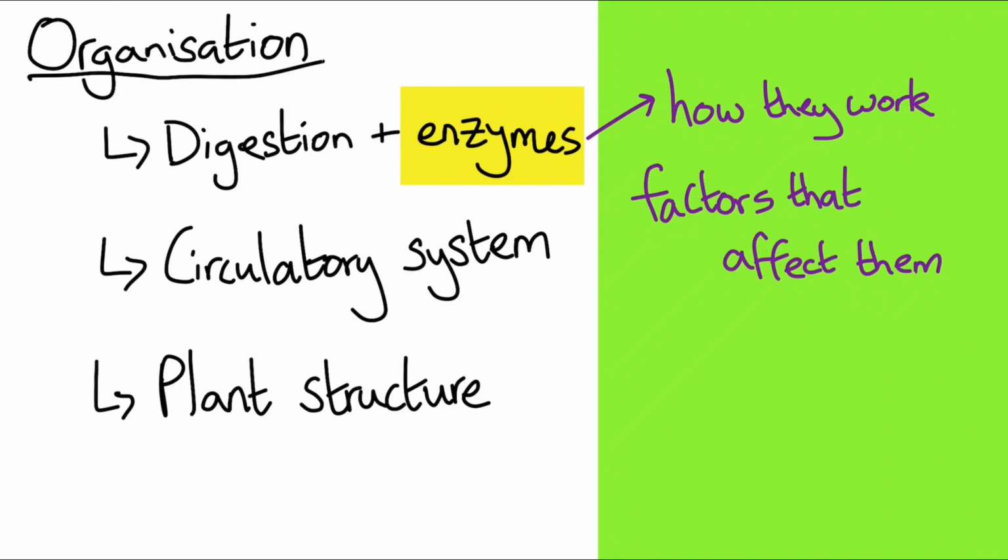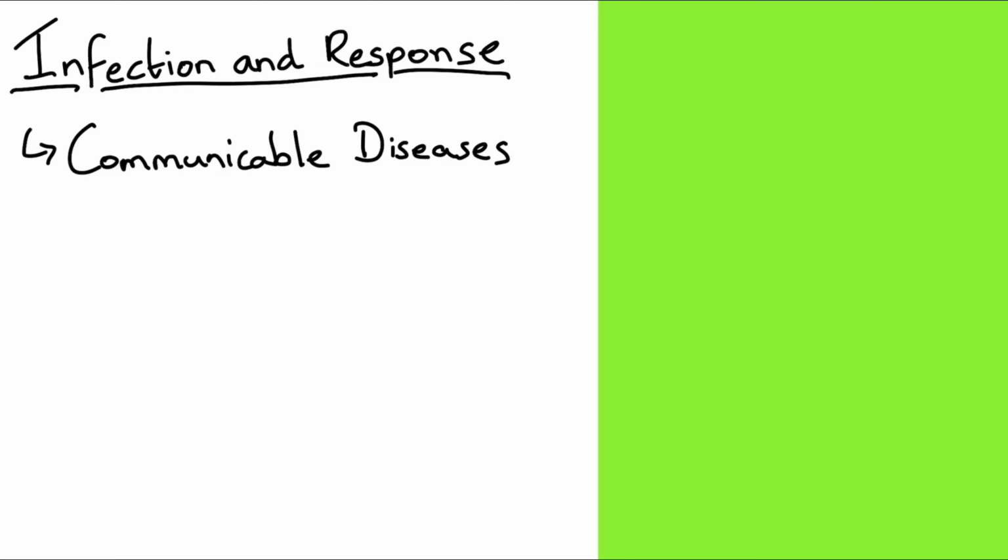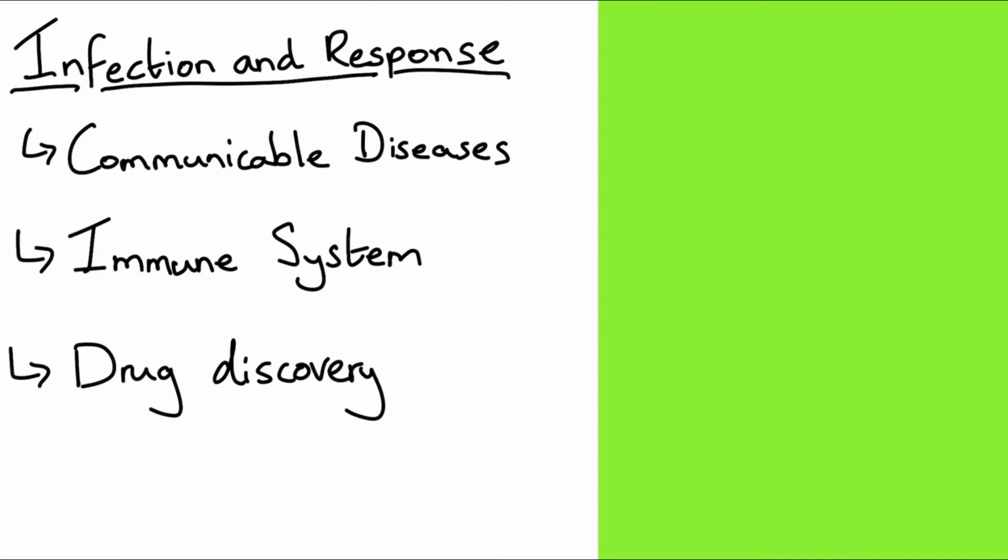The third topic going through the syllabus is what's known as infection and response. This topic basically covers how your body is able to deal with diseases and also what can cause some diseases. So as part of the topic, you look at communicable diseases, ones that can be passed from person to person. You learn how your immune system works using the white blood cells and everything else that our body has at its disposal. You look at how we discover drugs and how we use clinical trials to make sure that medicines are safe. You will also cover things about vaccines and how they work.